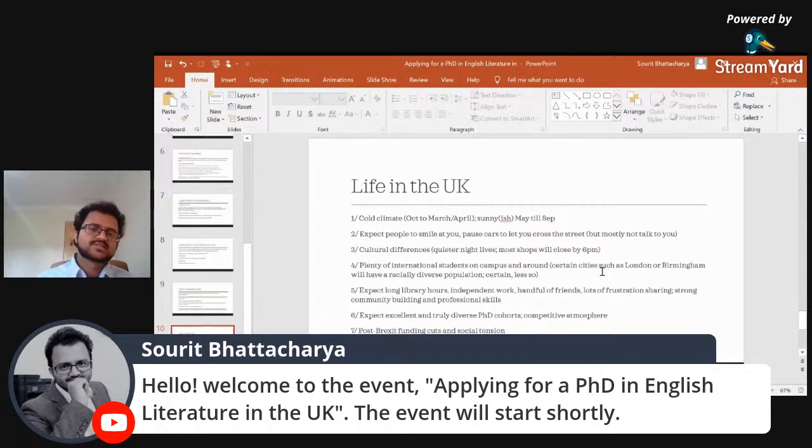Now, the final two bits: post Brexit funding cuts. As I said, the fees and funding cuts will continue. And not only funding cuts, but also social tension and racial tension will continue. Though the UK and every country is trying their best to make sure that the students come, my personal experience in the UK has become much more acceptable than others. But this might vary, and this might not be the same for everybody.